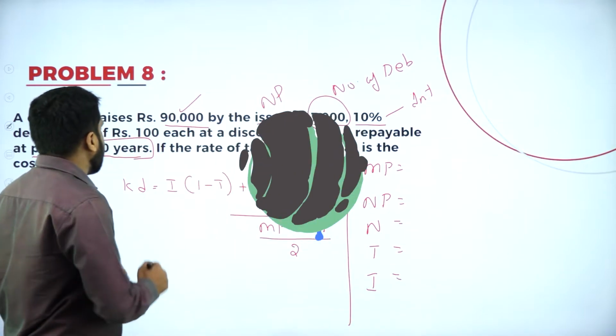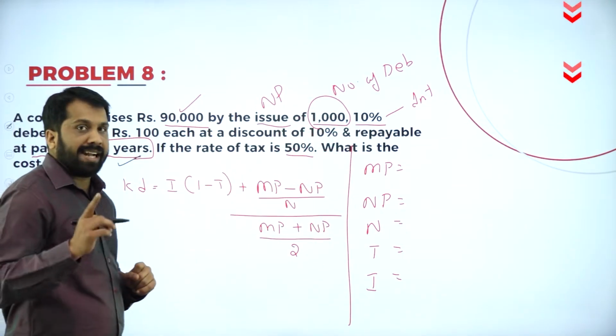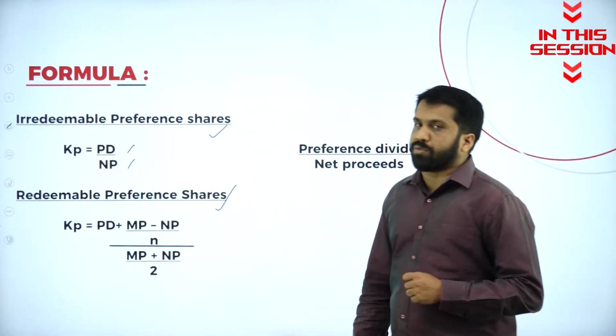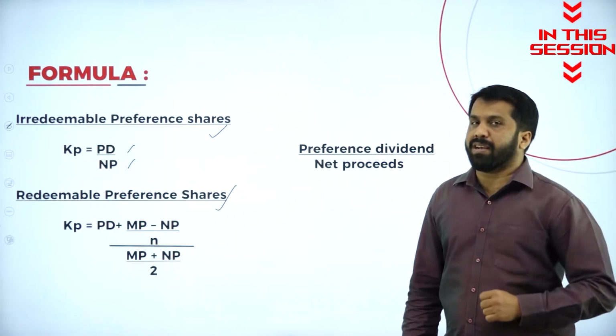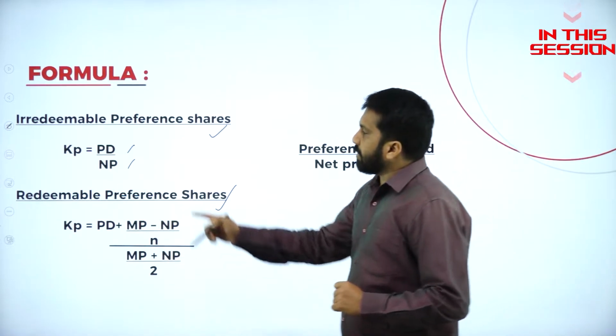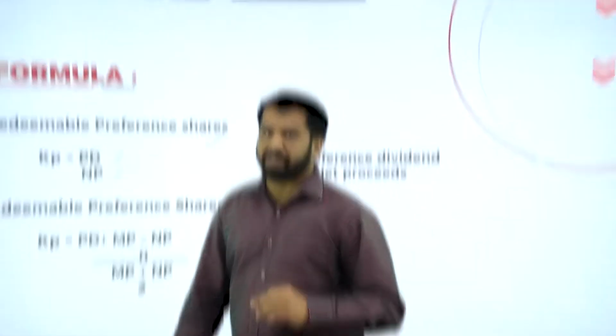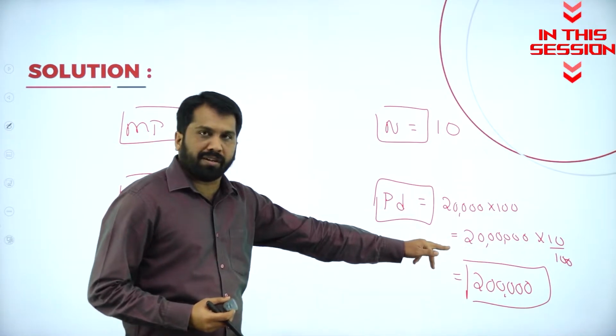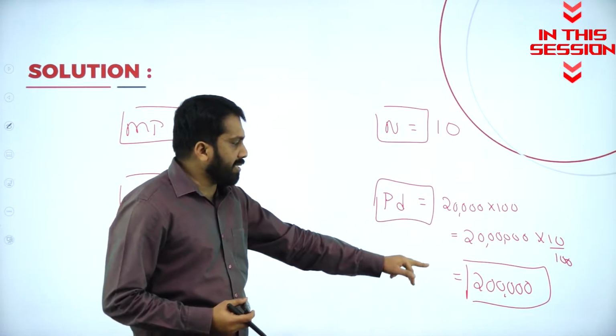Number of years is easy to identify. It is 10 years. PD divided by NP. Earlier it was what? Your interest divided by NP. But in this, dividend divided by NP. Your dividend we calculated 20,000 into 100. It is 20 lakh. So into 10%, it is 2 lakh.